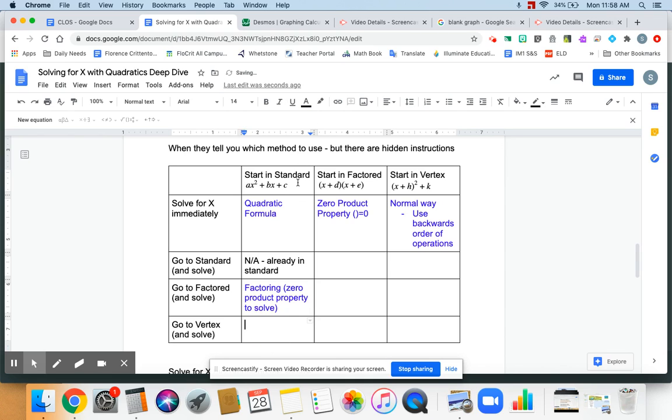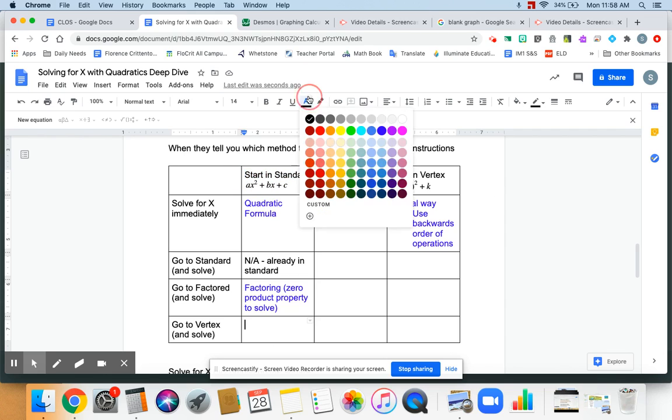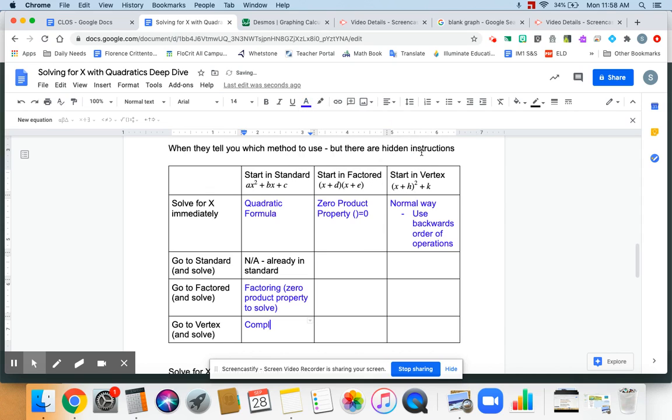They might also start you in standard and say solve for x by completing the square. Completing the square is how you go to vertex form. And then once you're in vertex form, you use backwards order of operations to solve.